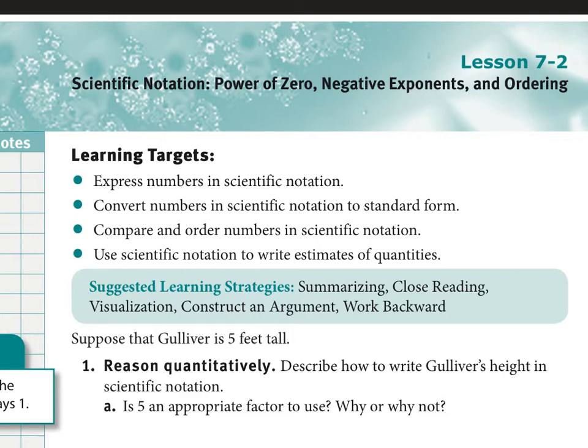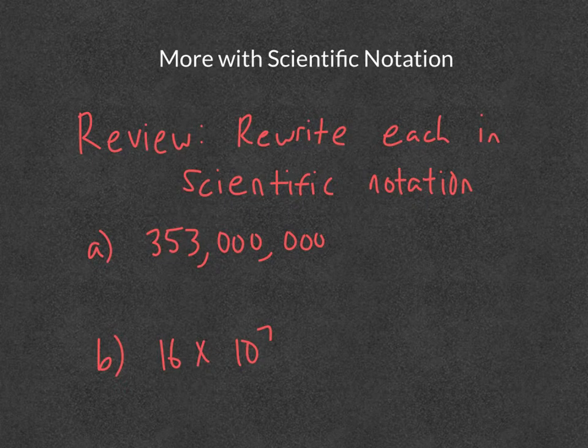So let's do a quick little review of how to write things in scientific notation and what it really means. Let's see if we can do these two warm-up examples here. Part A, we want to rewrite the number 353 million in scientific notation. Remember, the deal is that we need to have a number between 1 and 10, and then we will multiply that by 10 to some power.